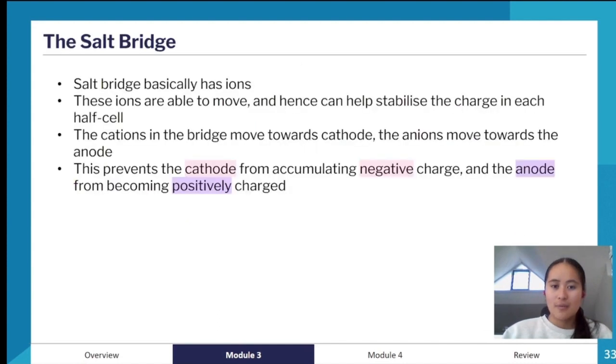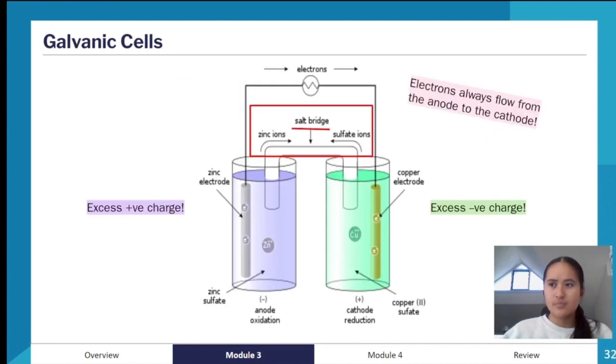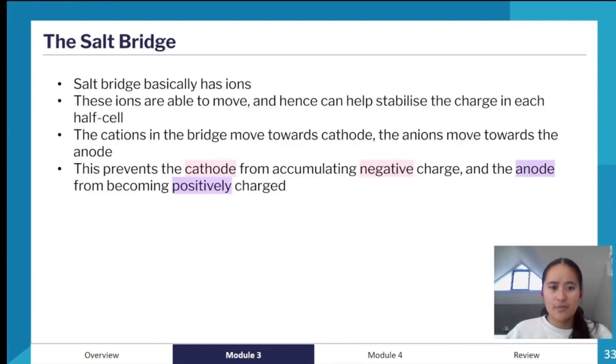So yeah, the salt bridge is very important. It basically is just a house of ions. It's usually potassium nitrate, so it's just potassium and nitrate ions. And these ions are able to move and can therefore stabilize the charge in each of the half cells. The half cells are obviously the zinc half versus the copper half.